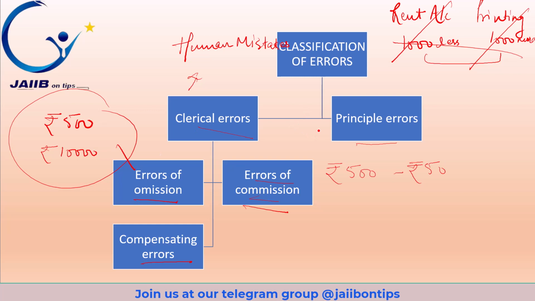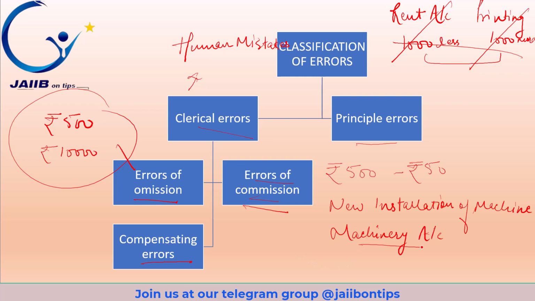Errors of principle occur when accounting principles are not correctly followed. Like, let's say a company pays 10,000 for installing a new machine. When there is a new installation of machine, then it will be counted as machinery account. Right. But instead of writing this in machinery account, you wrote this in wages account. So this is the error of principle, right?